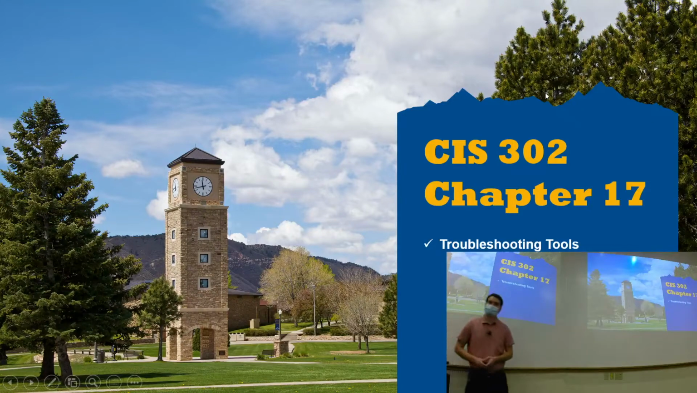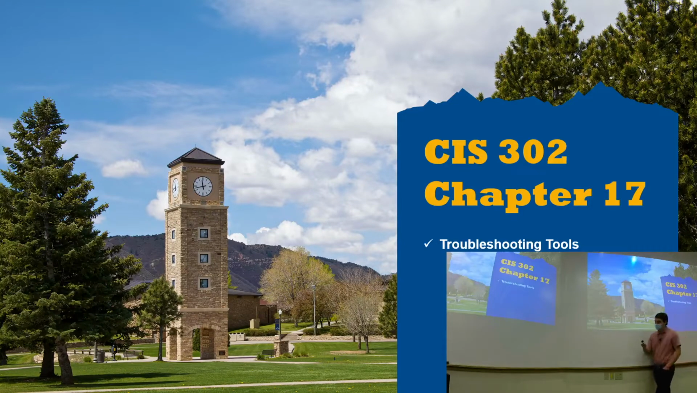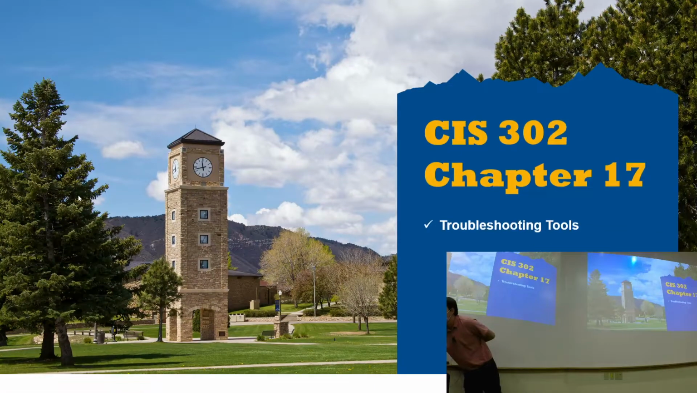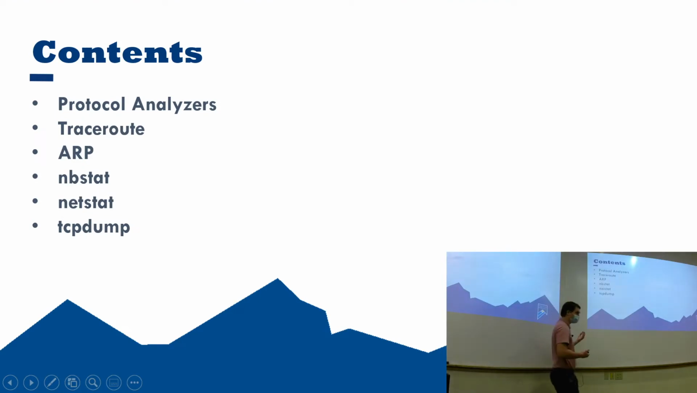And we'll be going through some basic network troubleshooting stuff in both Windows and Unix and Linux-based operating systems. So first thing we'll be talking about is protocol analyzers. Talk about those some. Be going over traceroute a little bit, ARP stuff, just a hair, nbtstat, netstat, and tcpdump.